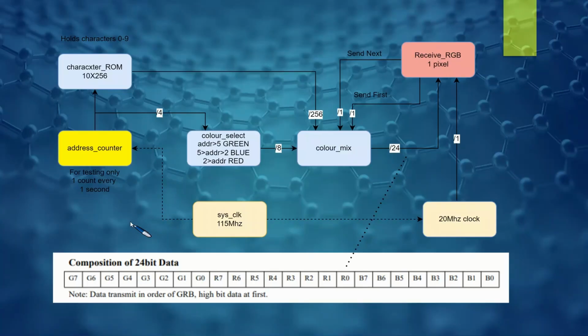So to recap where we're going with this series of videos, we've just created the character ROM. In the next video, we're going to create the address counter. So that will output the values of 0 through to 9, and it will increment every 1 second.